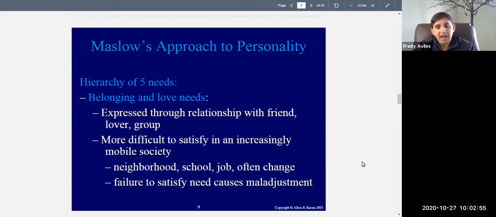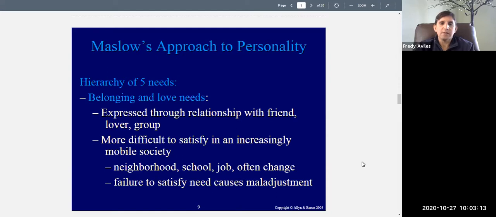Okay. And if you don't have people around you, if you don't have people to love and people who love you back, then you're very miserable. You can be the richest person in the world and have everything. But if you're completely alone, you'll probably blow your brains out. That's just the way it is.